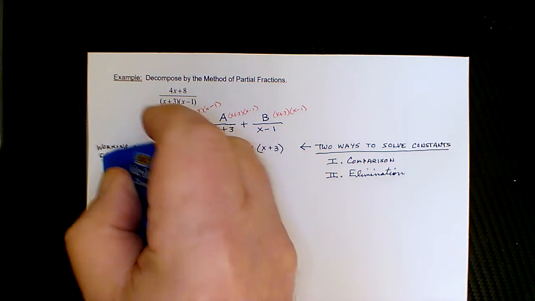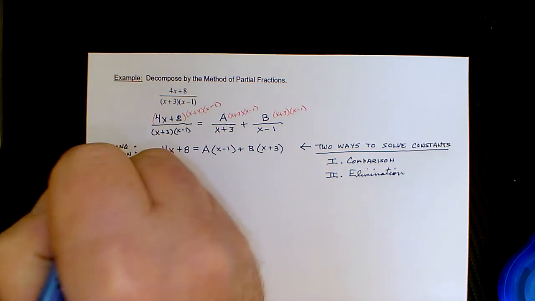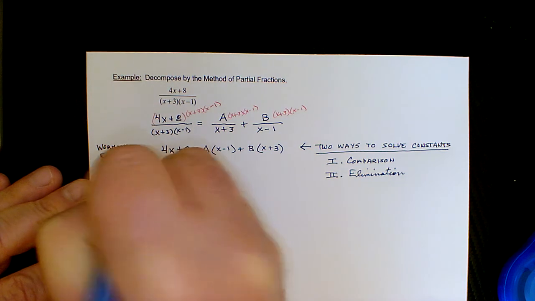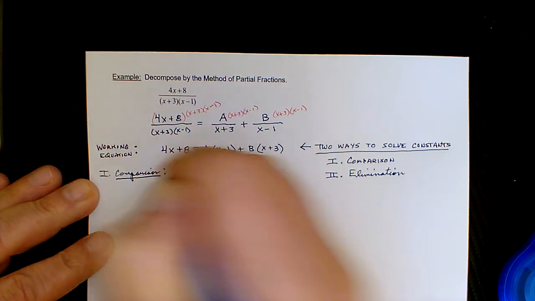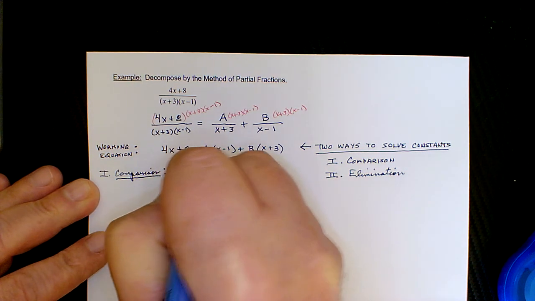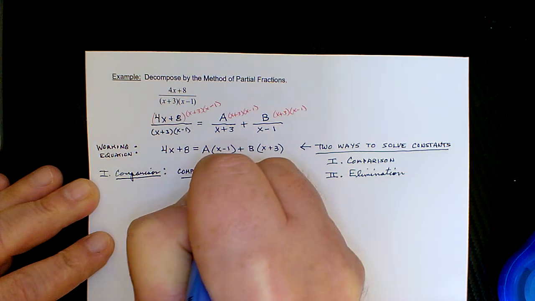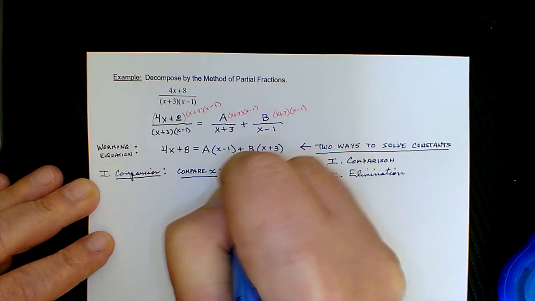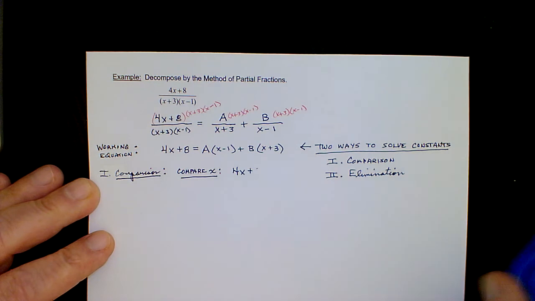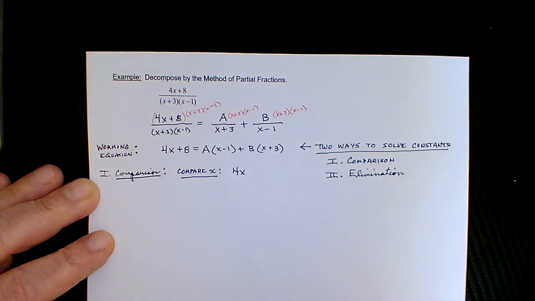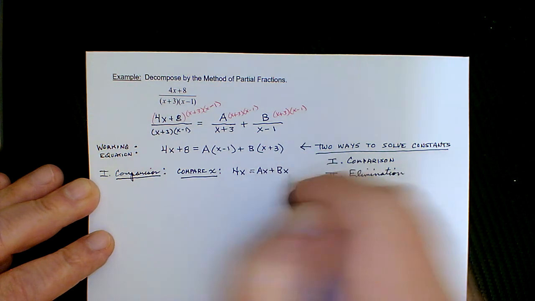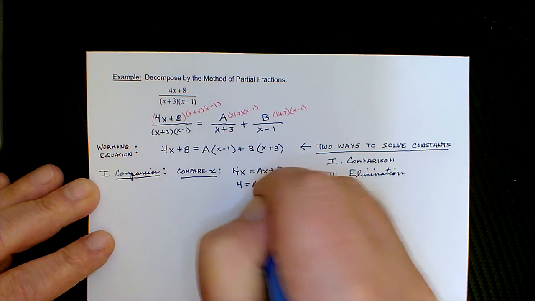The comparison method just basically relies on comparing like terms on either side of the equation. For example, if I want to compare the x's, on the left-hand side there's 4x. On the right-hand side, if we distribute the A, we get Ax, and then distribute the B, and we get Bx. And then we could divide out the x's, and we get 4 as A plus B.